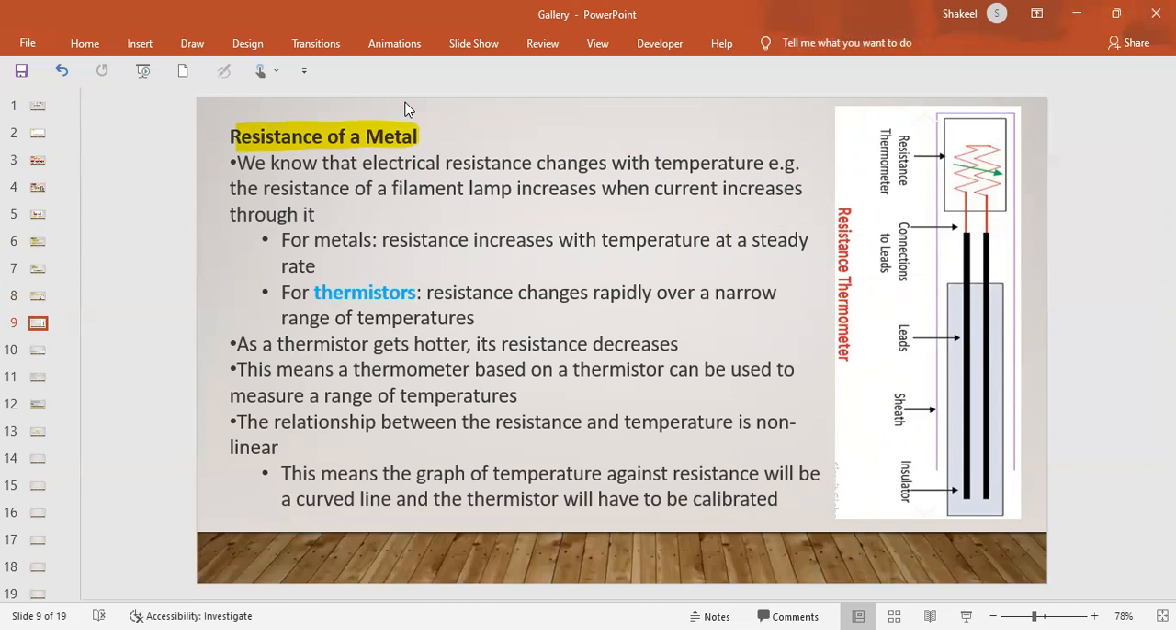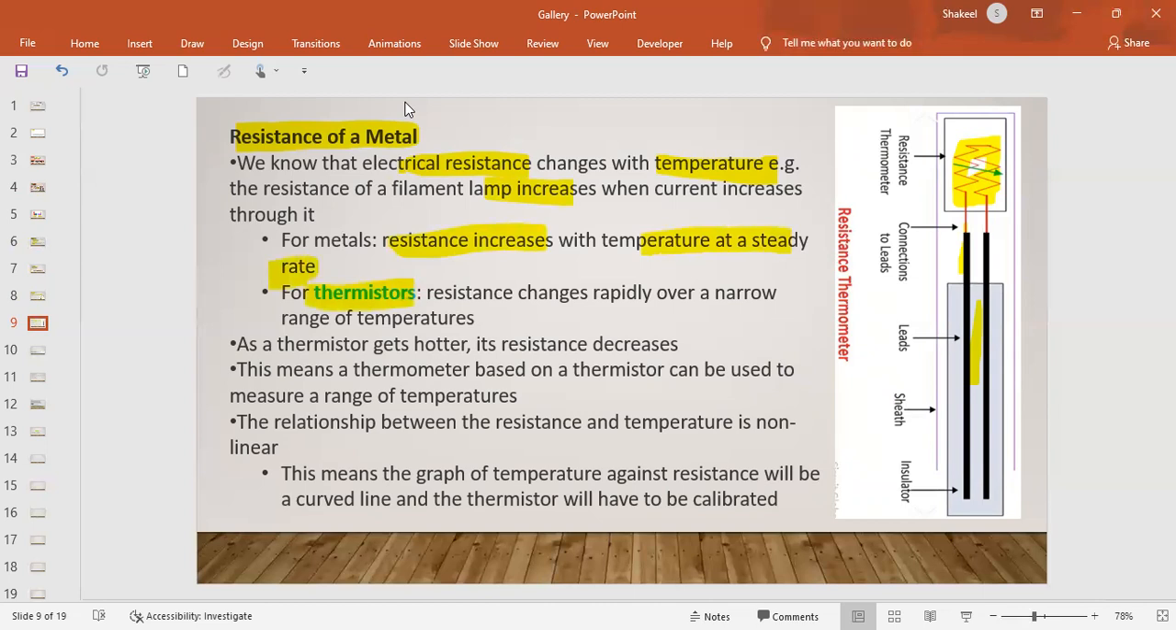This is the wire having some resistor, and then it is connected to the two terminals, which are going to measure the resistance. So we know that electrical resistance changes with temperature, like the resistance of a filament lamp increases when current increases, right? And for metals, resistance increases with temperature at a steady rate.